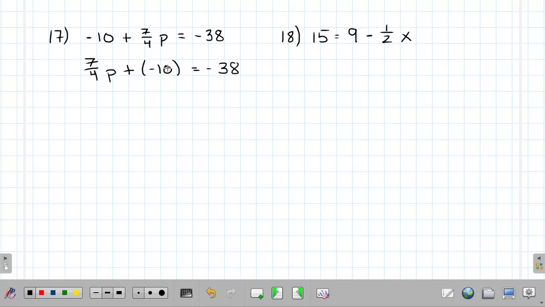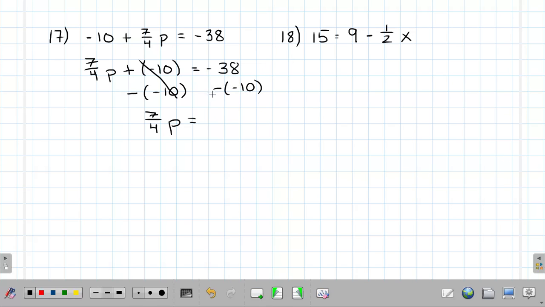We have plus negative 10, so that means we need to subtract negative 10. But if we subtract negative 10 over there, we need to do it over here. Those cancel, leaving us with our 7/4 p. Negative 38 minus negative 10. Maybe a little tough there, but once again, don't let the negatives throw you off, okay? Negative 38 minus negative 10.